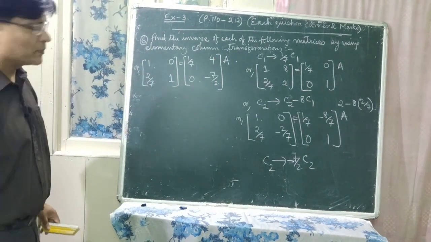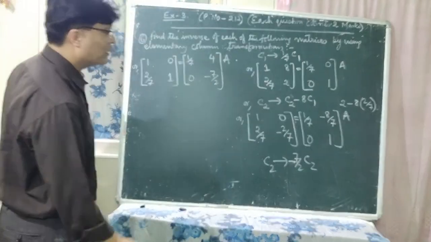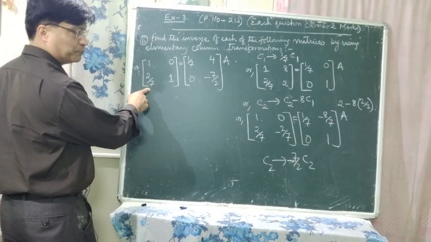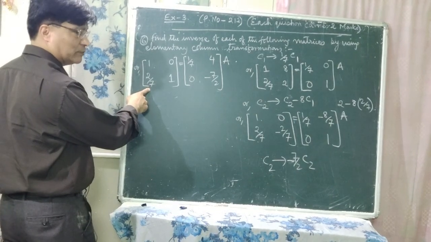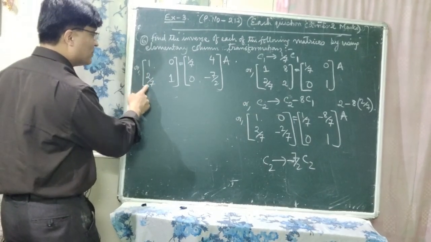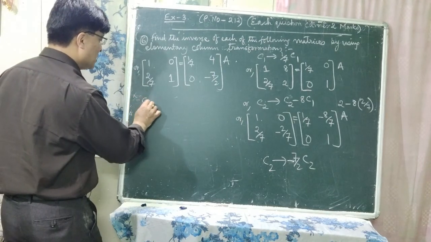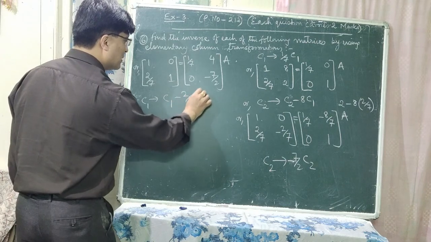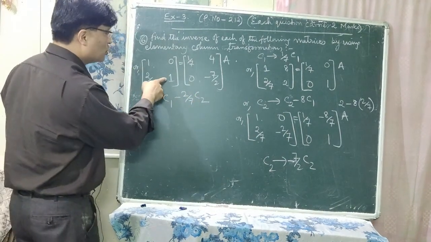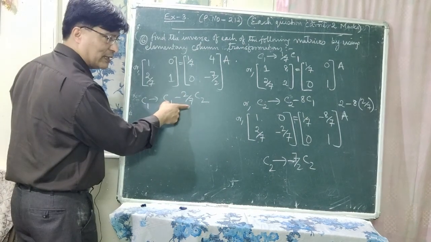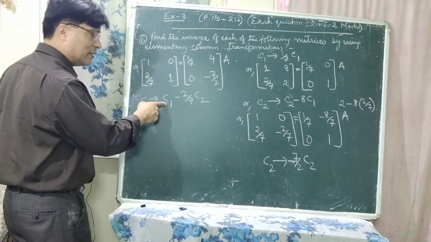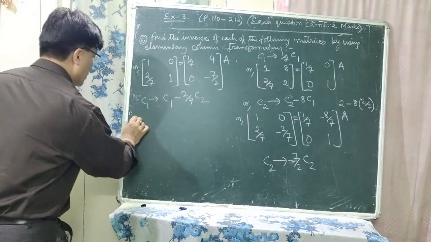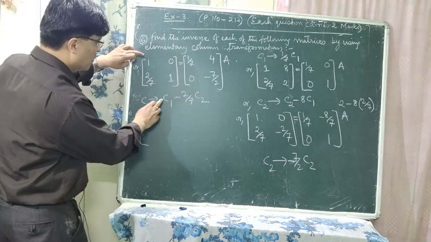Is that clear? So next, what will you do now in the next step? Now you have to make this as 0. So how can you make this as 0 now? This 2 by 7 should be made 0. That means C1 is equal to C1 minus 2 by 7 C2. That is, you should multiply this 1 by 2 by 7 and subtract it from C1 to make it 0. Clear?